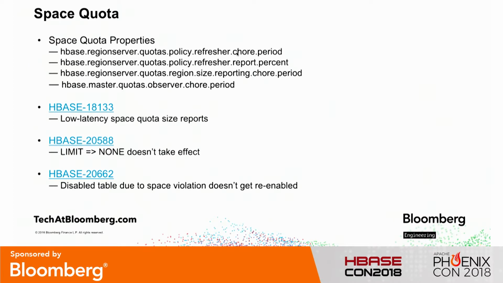And these are all the properties. It is the property to send the report, or how often the region server has to refresh the data from the quota. So these are all the three properties you can set to reduce the time and see how it works. But the only problem is it means it would do the work quite often. That means your resource utilization on the region servers will be much higher.